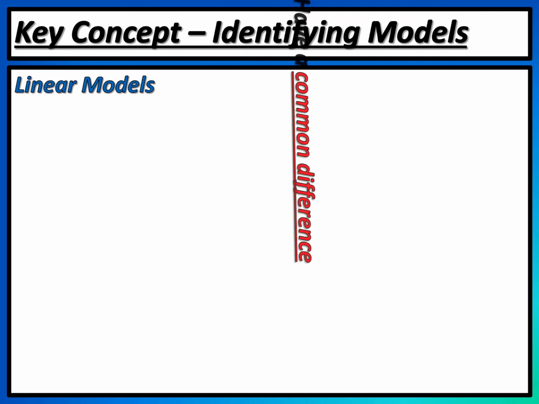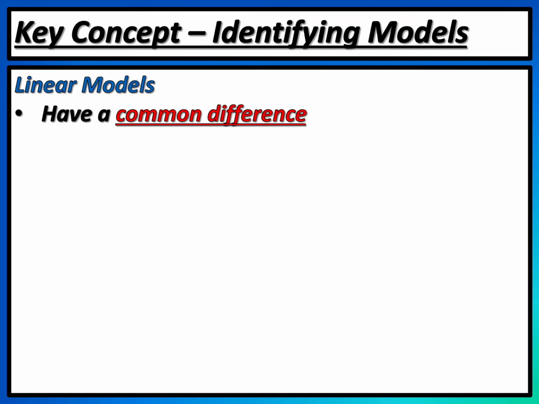We have those linear models, and they have something called a common difference. That common difference is a vocab word we're going to want to include in our notes. The common difference comes from subtracting consecutive y values. Remember, consecutive means one after another.